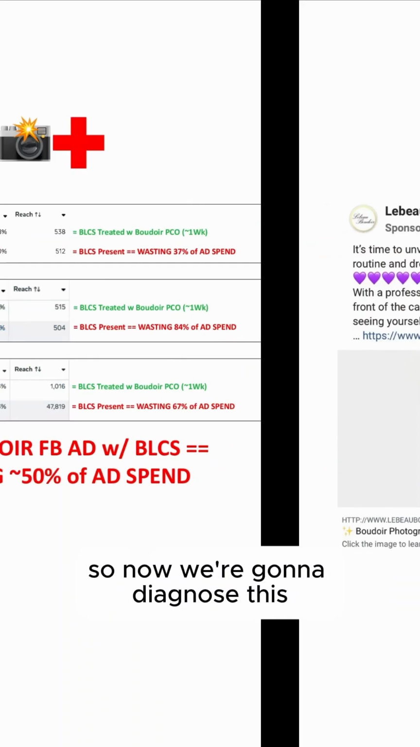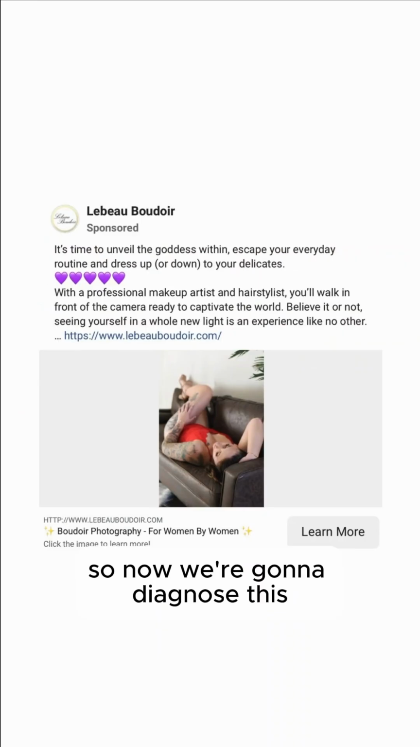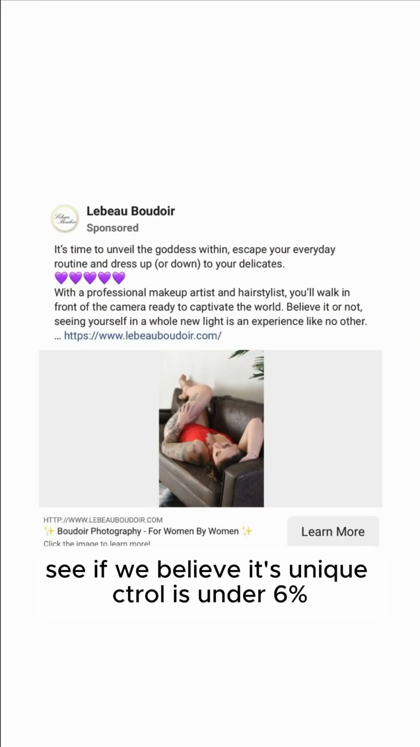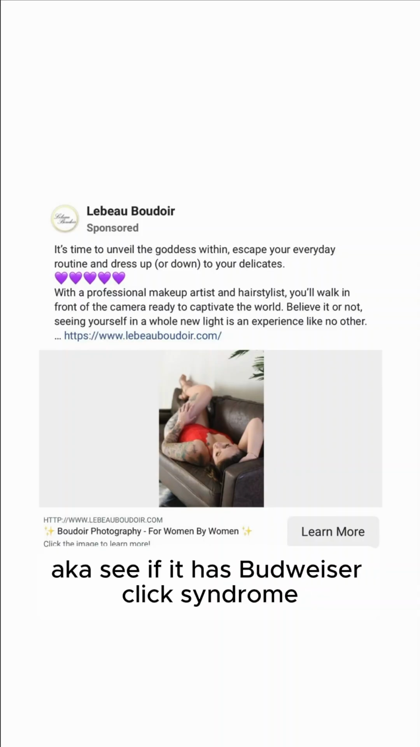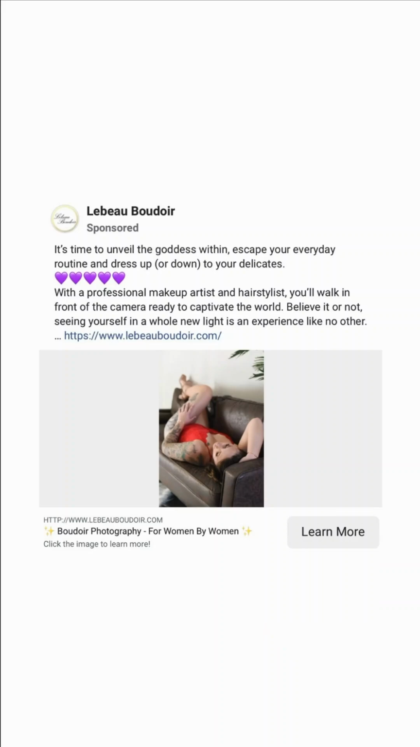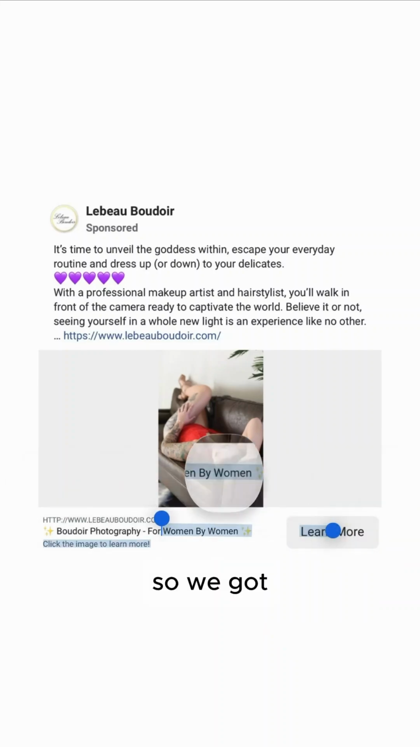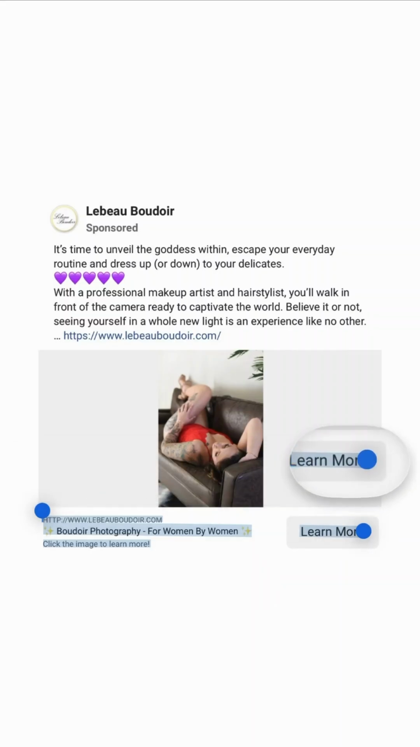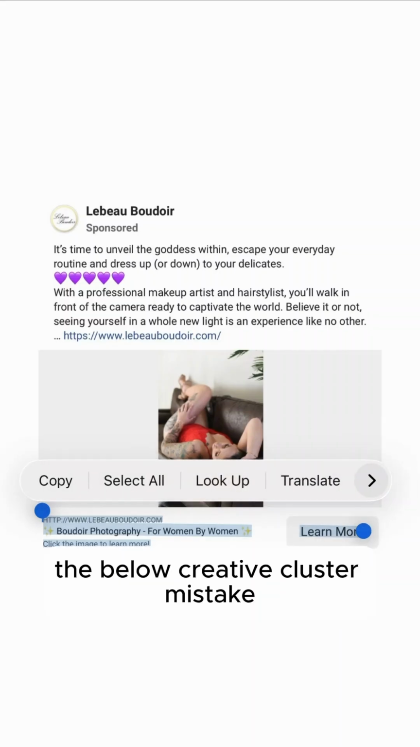Now we're gonna diagnose this. We believe its unique CTRL is under 6%, aka see if it has Boudoir low-click syndrome. So we got the below creative cluster mistake.